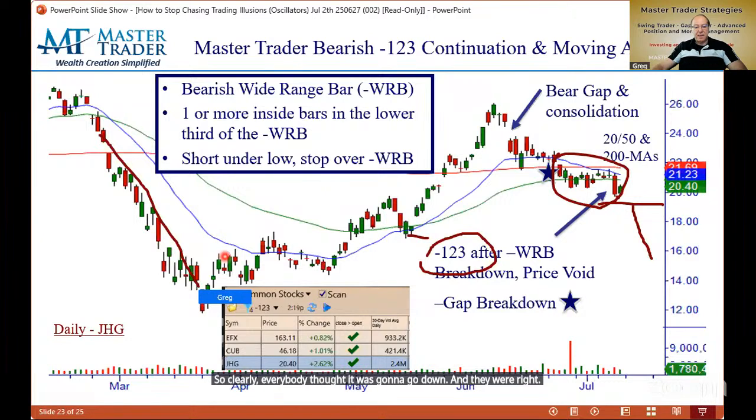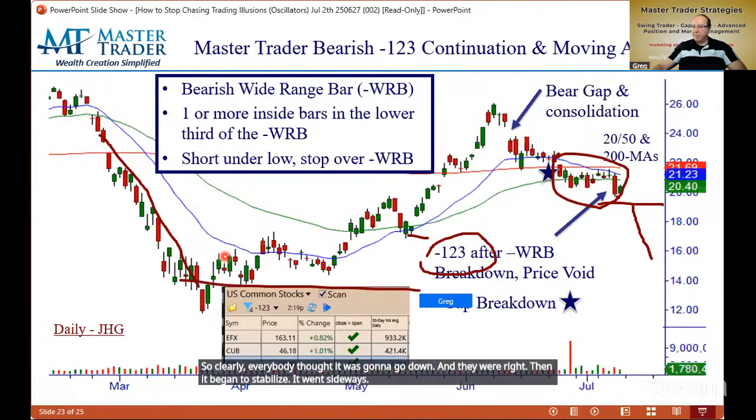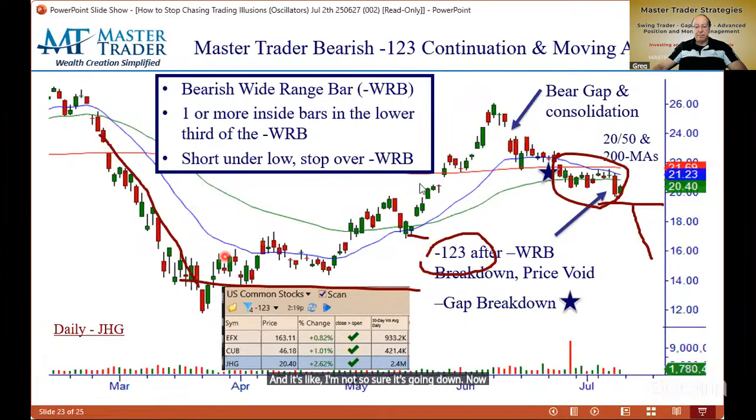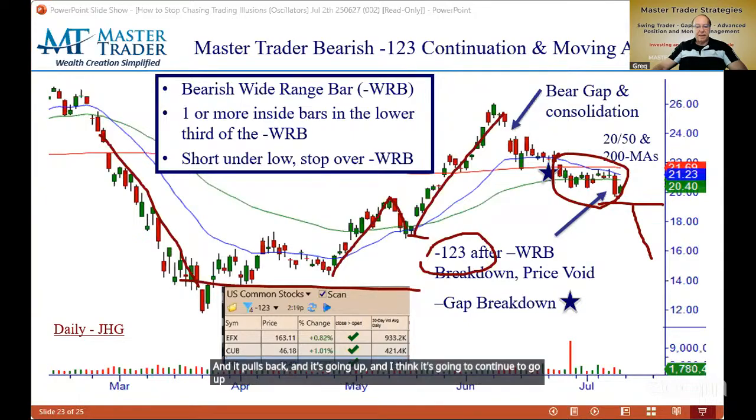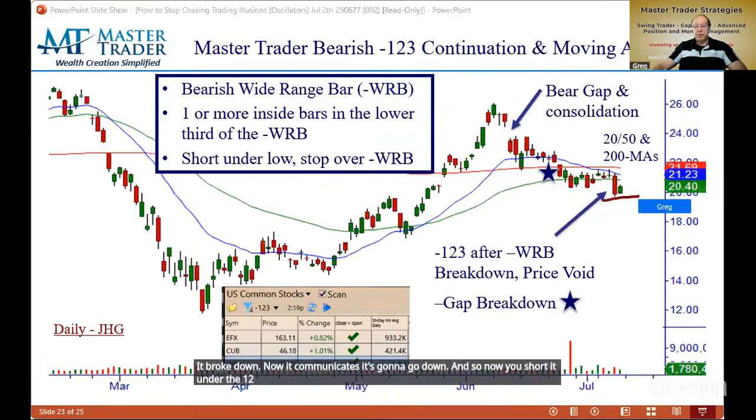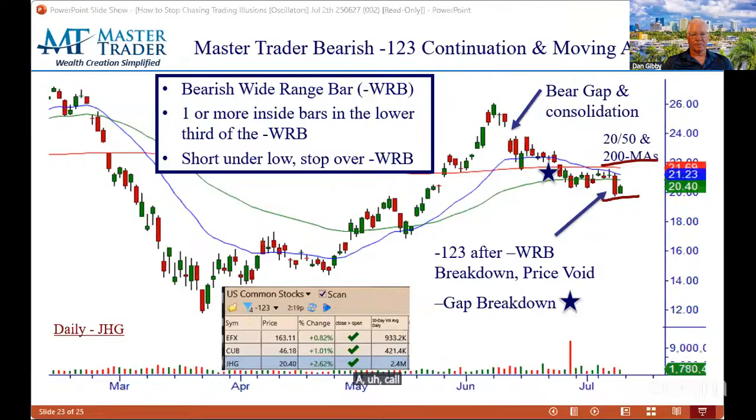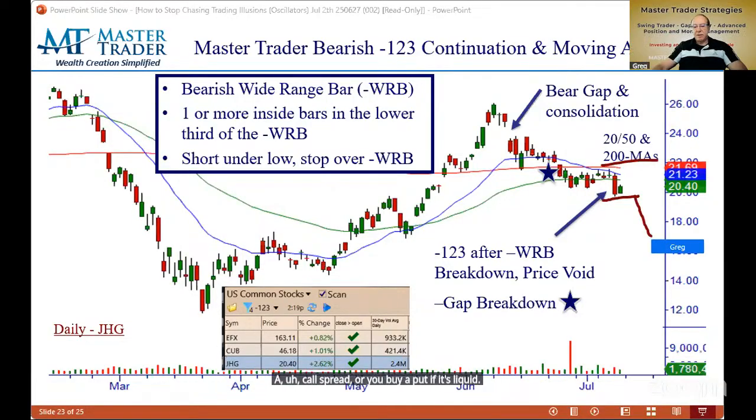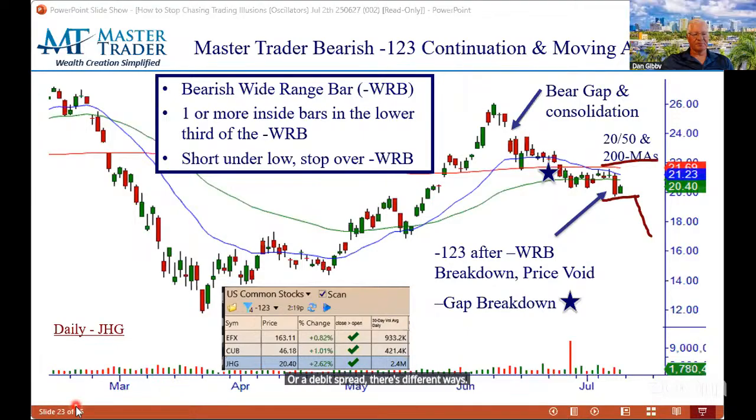Then it began to stabilize. It went sideways. And it's like, I'm not so sure it's going down. Now it starts going up and it pulls back and it's going up. And I think it's going to continue to go up because it's going up. But I got to look to the left. It's coming to resistance. So as it pulls back here and begins to bottom out, the converging, it's like, maybe it'll go up. Well, I don't know. I have to wait. It broke down. Now it communicates it's going to go down. And so now you short it under the 1, 2, 3, or you do a call spread, or you buy a put if it's liquid, or a debit spread. There's different ways. But at that point, we're looking for it to go down.